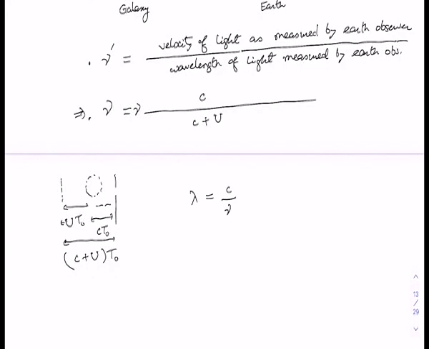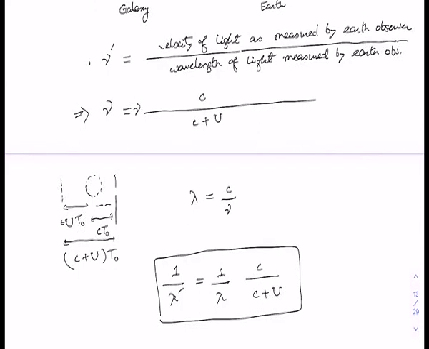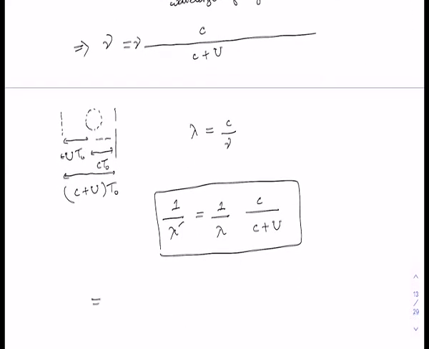This formula I can write simply in terms of wavelength. Let me just quickly work it out. You can immediately see that I'll be able to write it as 1 by lambda dash is equal to 1 by lambda into c plus capital U. So this is the formula that we can now use. Now everything is given to us.